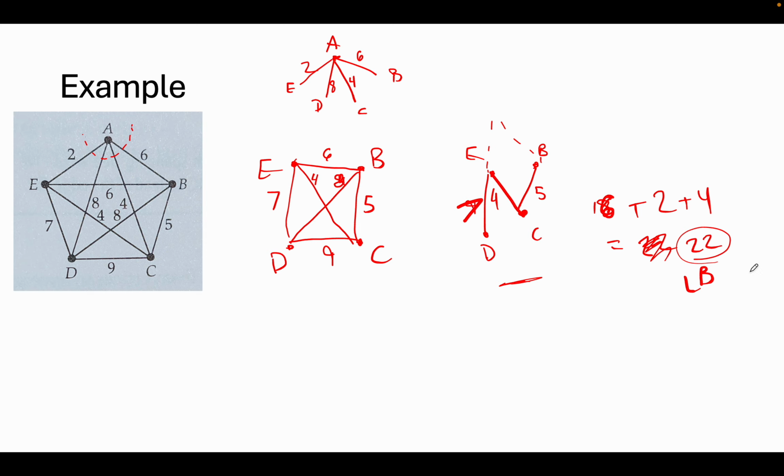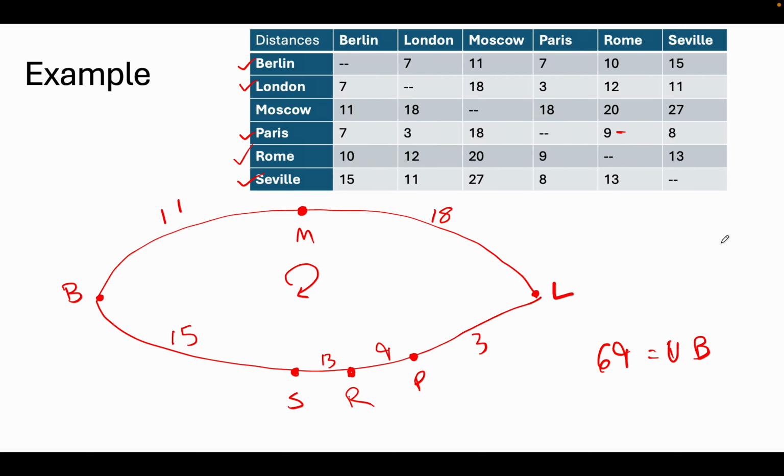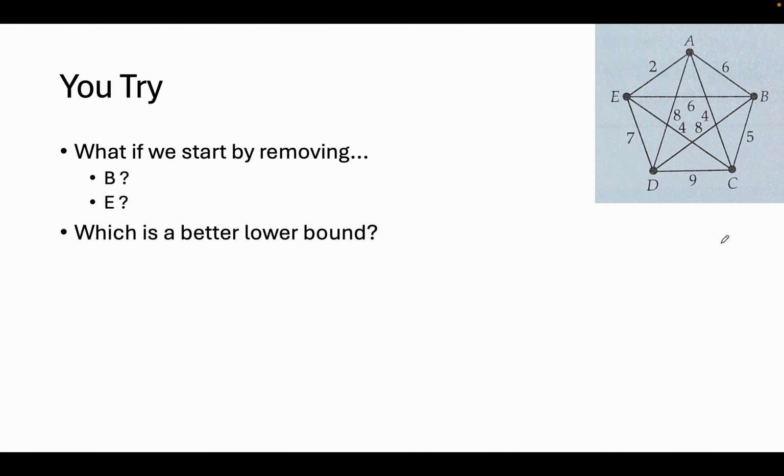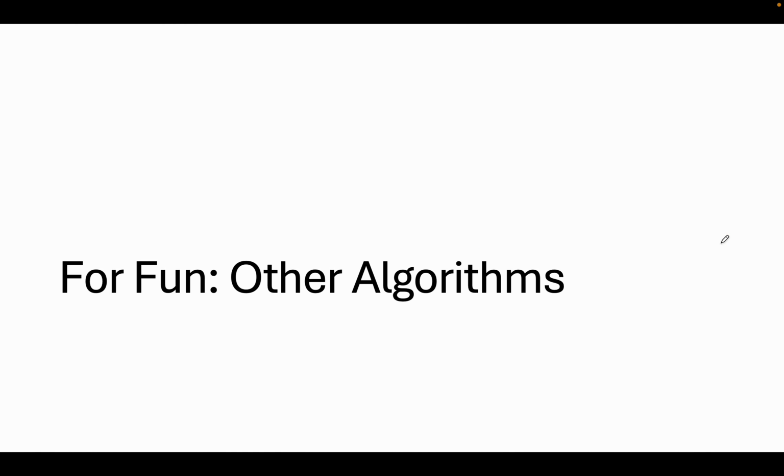So the actual solution to this problem is the cycle A, C, B, D, E, A, which has weight 26. And so if we look at the numbers that we had, lower bound of 22 and upper bound of 69, 26 is most definitely in that range. Okay, so we're out of time, so we'll end here.